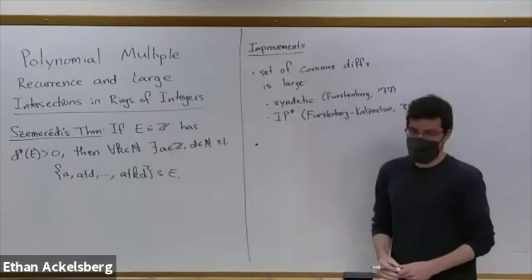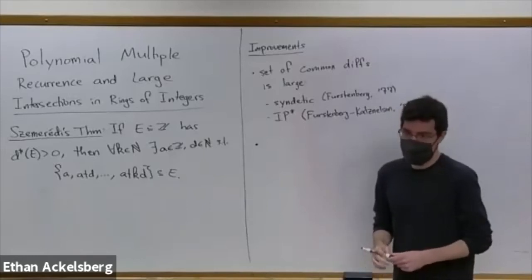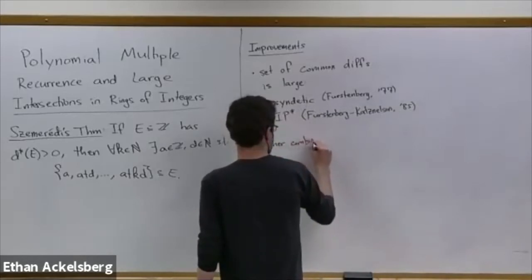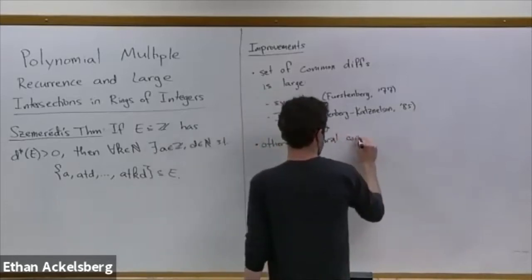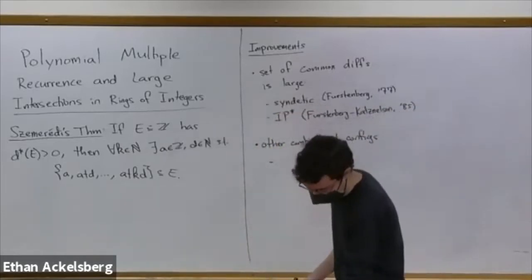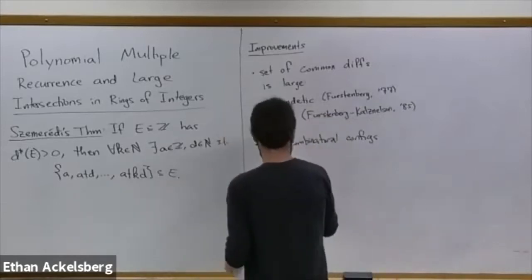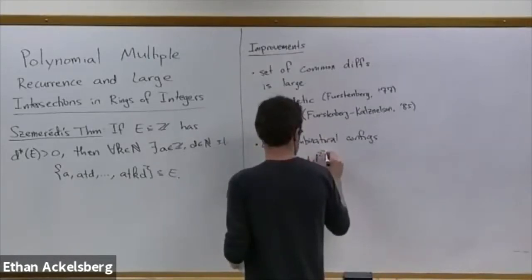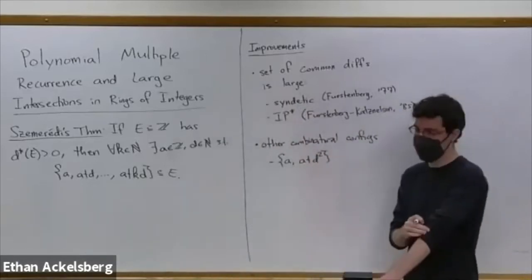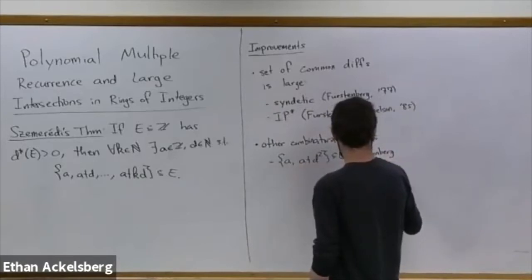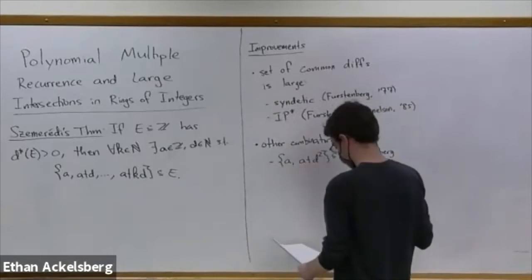Another thing we could do is look at some combinatorial configurations that are not arithmetic progressions, other more general combinatorial configurations. And there are a lot of examples here, but the ones that I will care about for this talk, what do I want to start with? I guess we could look at, say, something like having two elements whose distance is a square. And this would be Furstenberg and Sárközy.